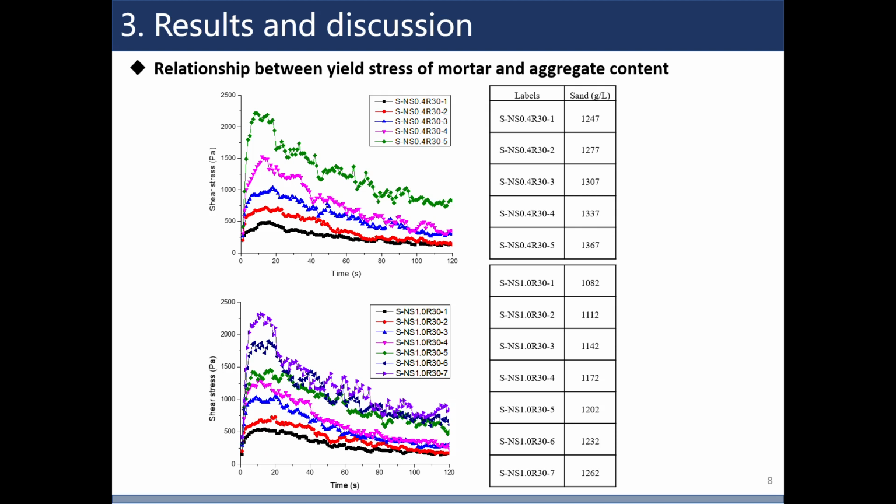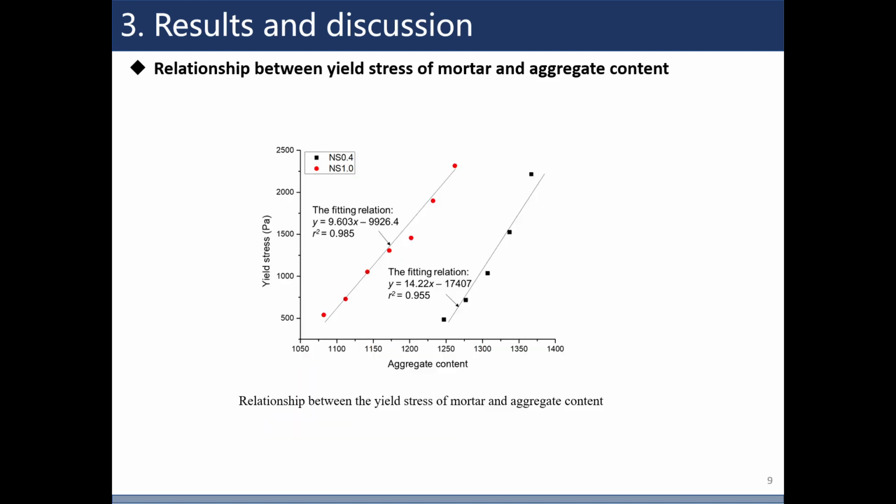Aggregate content is another crucial factor affecting the yield stress of 3D printing mortar. To investigate the influence of aggregate content on the yield stress of mortar, we tested the rheological behaviors of mortar with different contents of aggregates. As shown in this slide, the rising of aggregate content leads to the increasing of yield stress of mortar. This slide shows the relationship between the yield stress of mortar and the aggregate content.